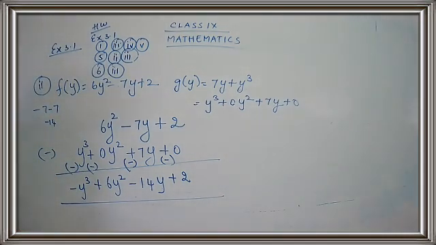So what is the answer, children? Minus y cube plus 6y square minus 14y plus 2. Are you clear with the answer? I'll explain to you once again this sum.